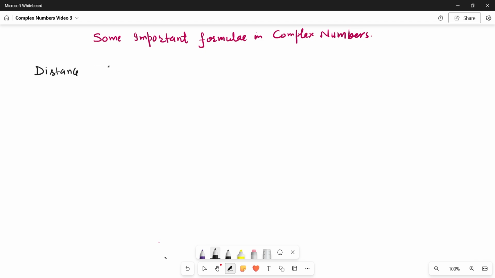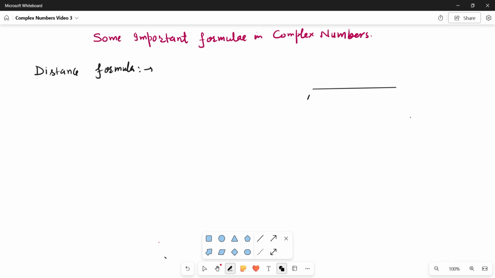Distance formula. So this is A point and this is B point, and Z1 is the complex number, and here Z2 represents the complex number. So the distance AB is equal to modulus of Z1 minus Z2.